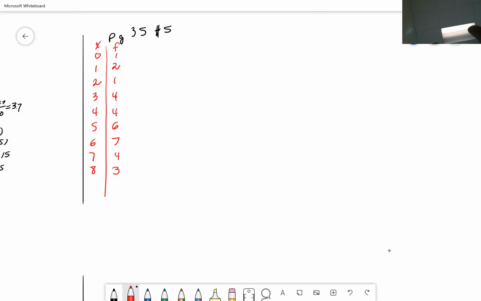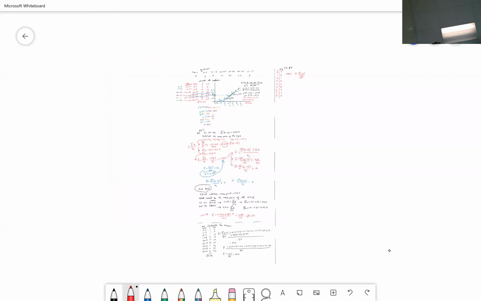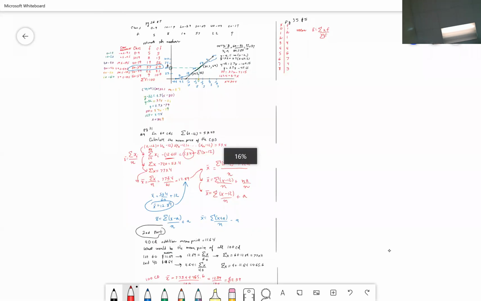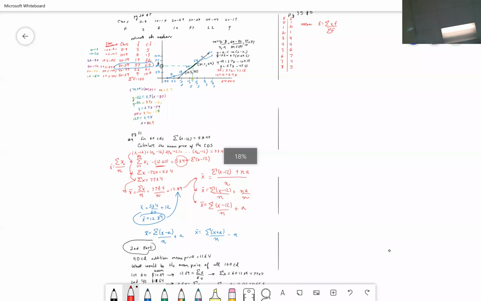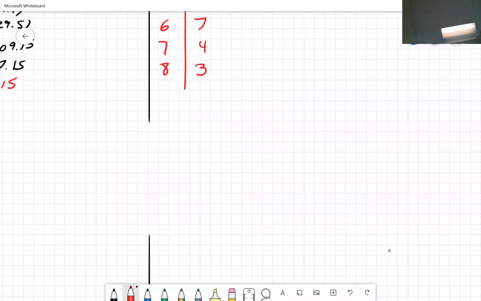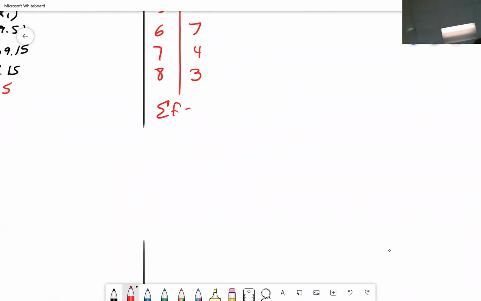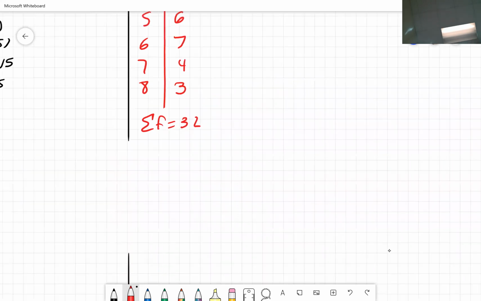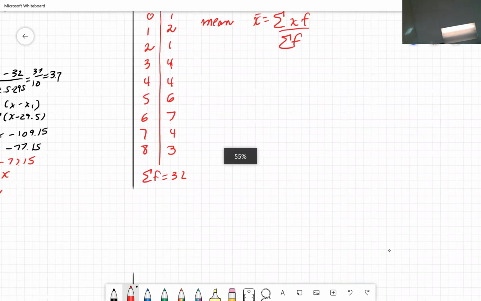So let's answer first the mean. The mean, x bar, must equal the sum of x times f divided by the sum of f. They say n, but we understand n is the sum of f. Before I start, the sum of f here has to equal 32. If you add up all those numbers for the frequency, you get 32.